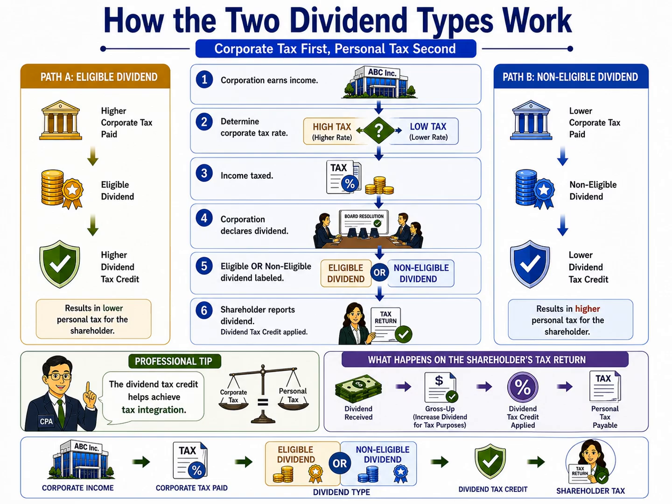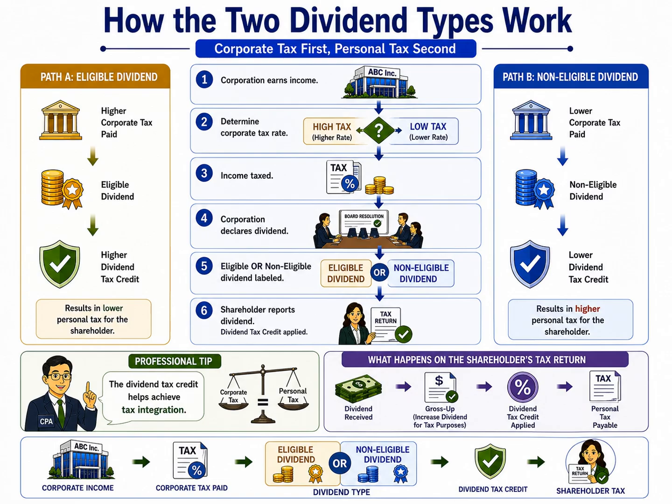The process begins when the corporation earns business income. Before any money can be distributed to shareholders, the corporation must first pay corporate income tax. At this stage, the applicable corporate tax rate becomes very important because it determines which type of dividend the corporation can generally pay later. If the income was taxed at the higher general corporate tax rate, the corporation may designate the payment as an eligible dividend.